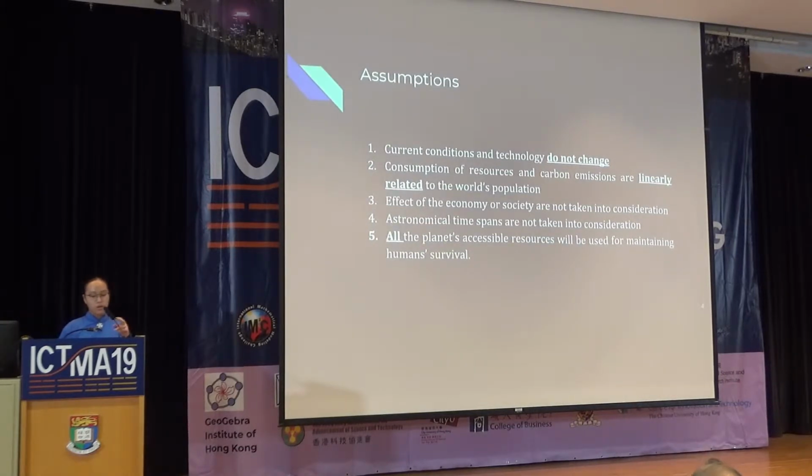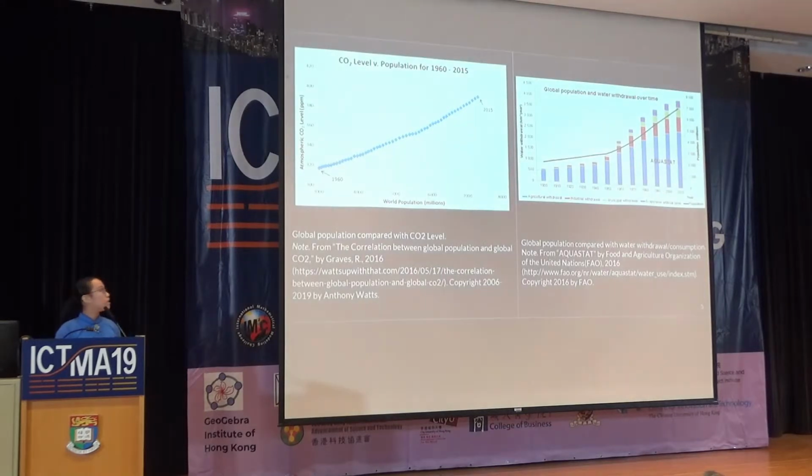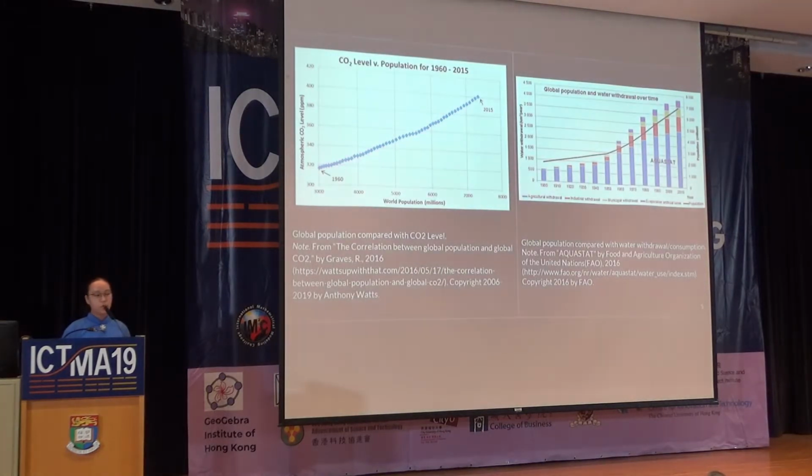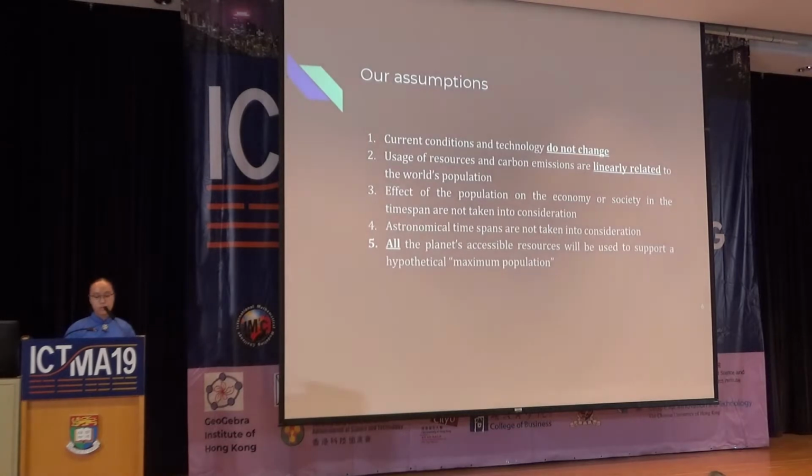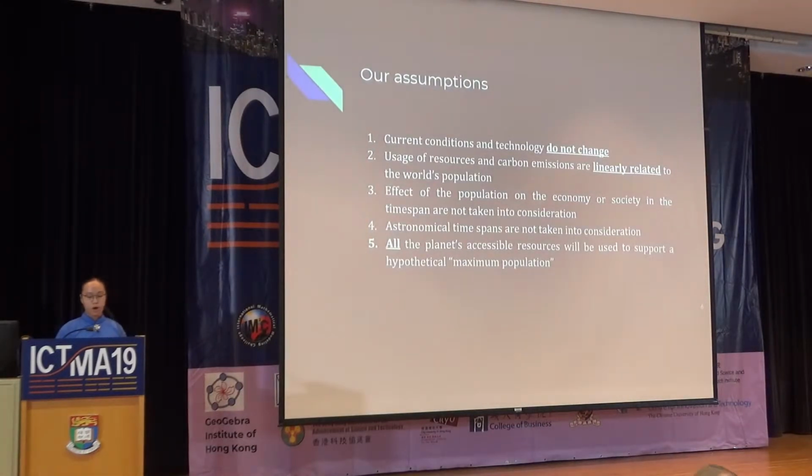The first is that the current conditions and technology do not change, as they would directly affect the rate of production of resources. Secondly, the consumption of resources and carbon emissions are linearly related to the population, as shown in the graphs. And the third assumption is that the effect of the increase in population on economy and society is not taken into consideration, as social breakdowns would happen before the carrying capacity is reached.